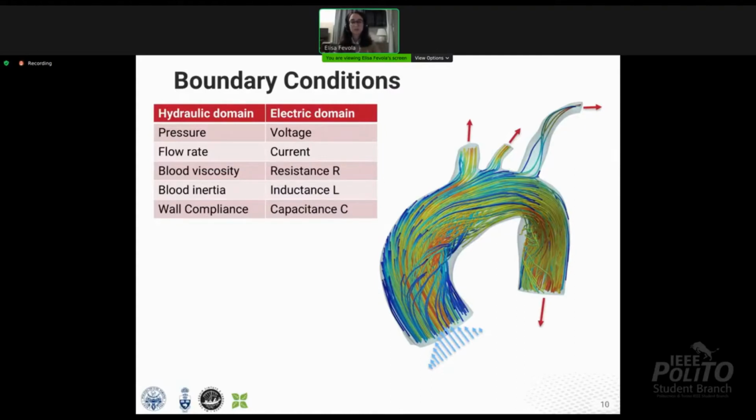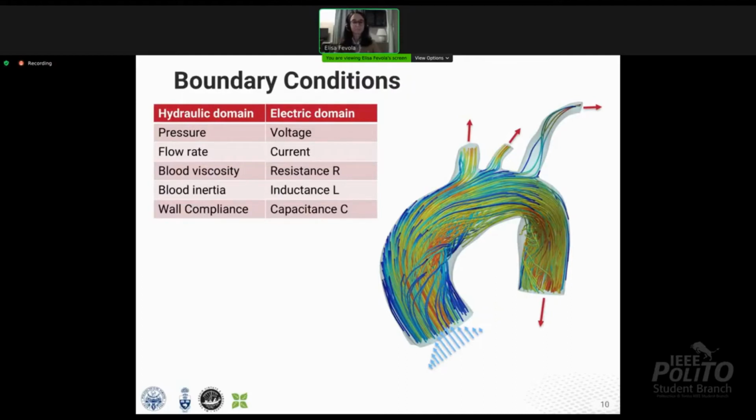The resistance, for example, can be compared to blood viscosity, so it's something that prevents our blood from flowing easily. Inductance is like blood inertia, so the ability that blood has to flow even in the absence of pressure. And capacitance instead is like wall compliance, so the ability that vessel walls have to enlarge in order to accommodate more blood.